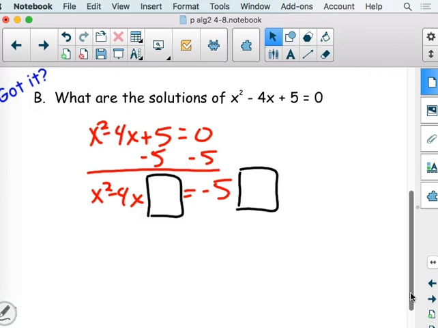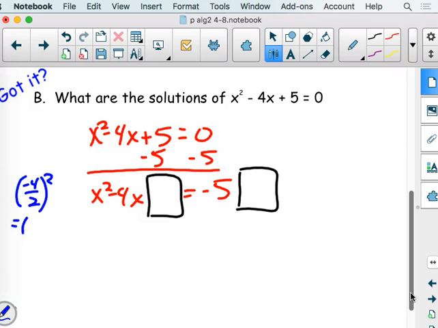And these are the boxes that help us remember whatever we do to one side, we have to do to the other. Now, we have to remember that little teeny baby formula, b over 2 squared. So what's b in this equation? So negative 4 over 2 squared is going to be negative 2 squared, which is 4. We're going to add 4 to both sides. Negative 5 plus 4 is negative 1. So that side's ready to go.